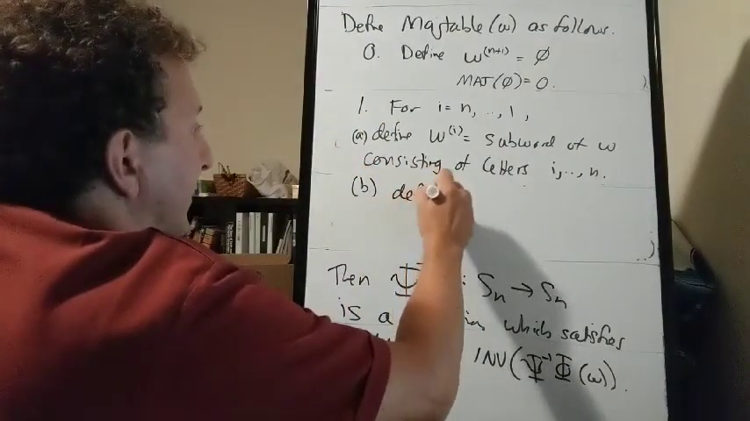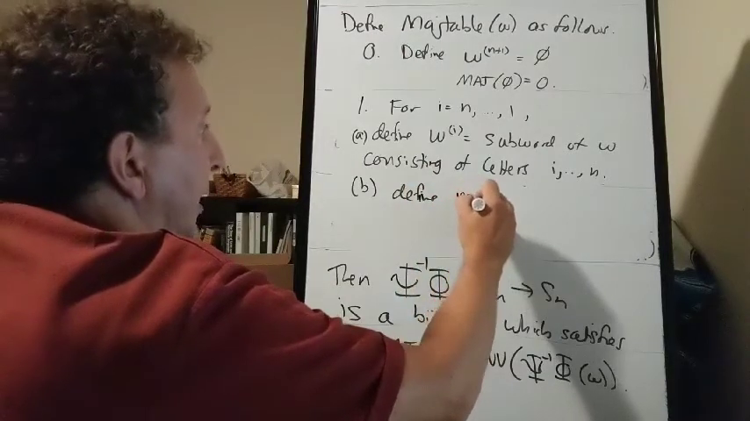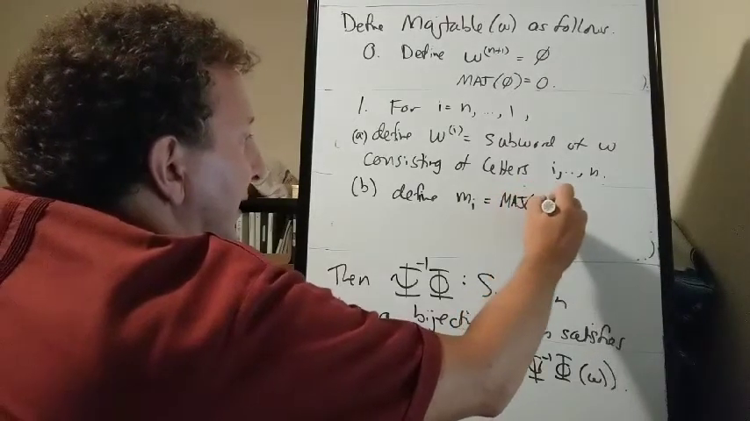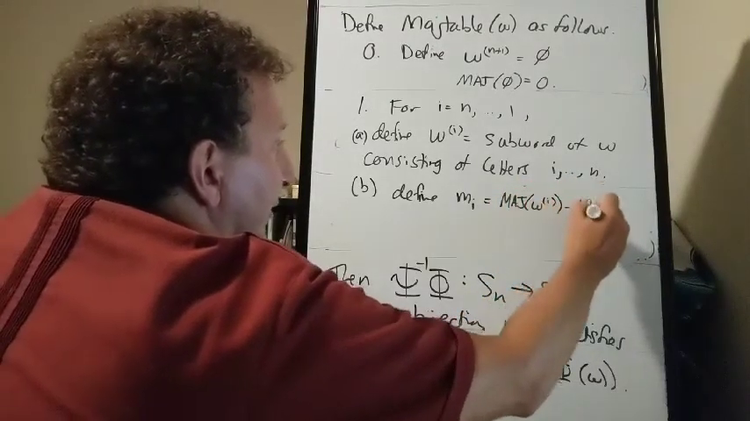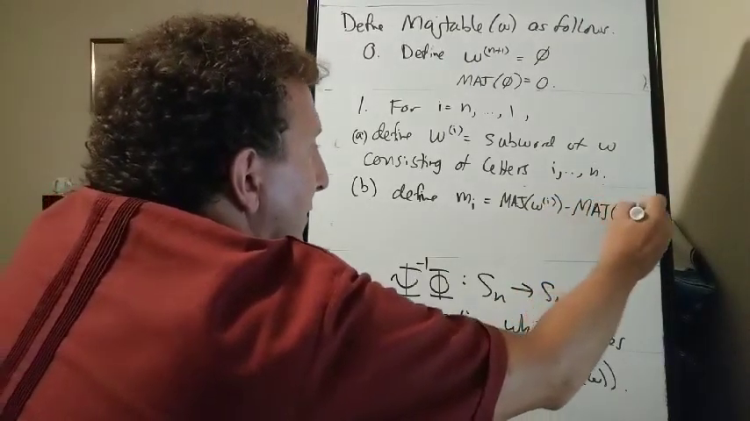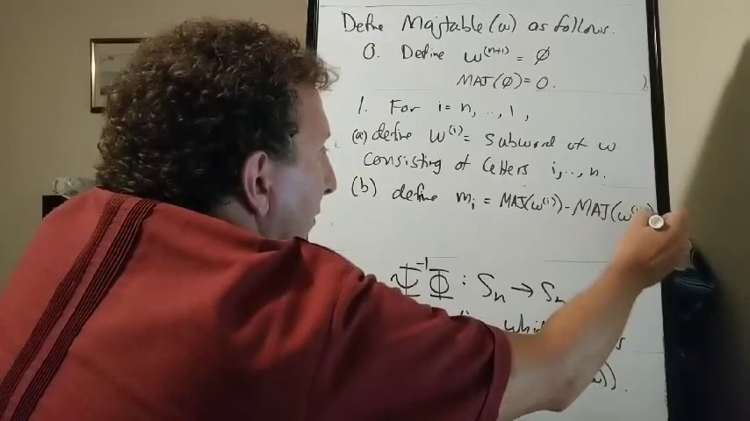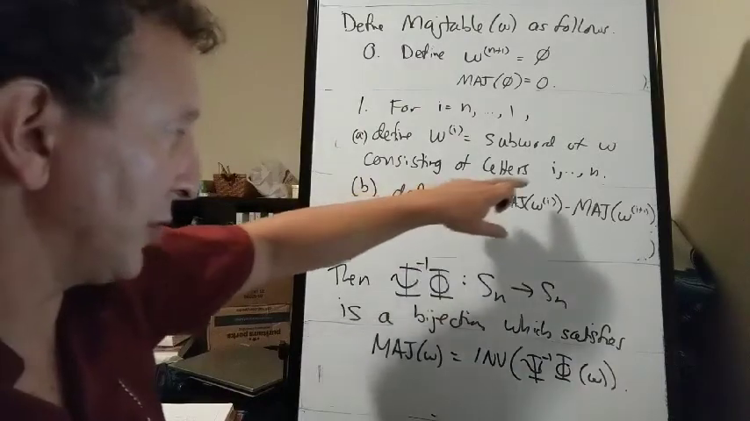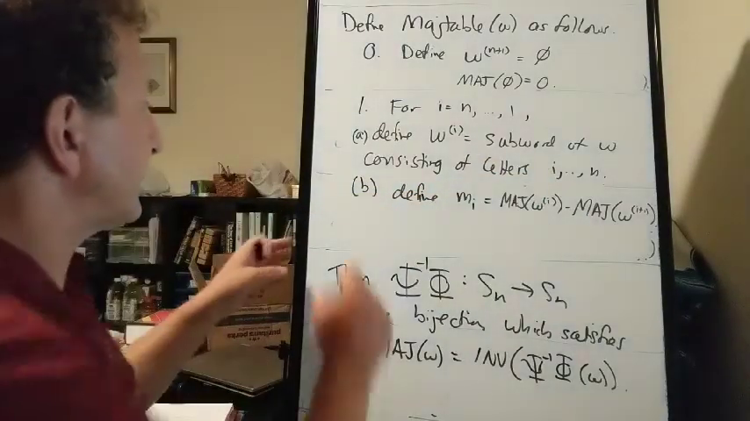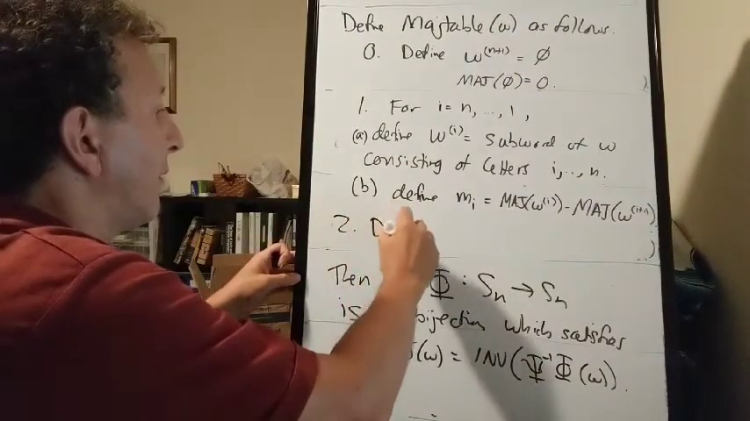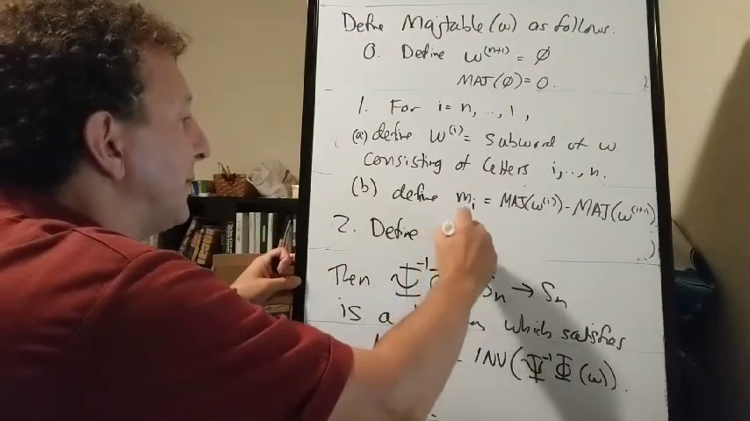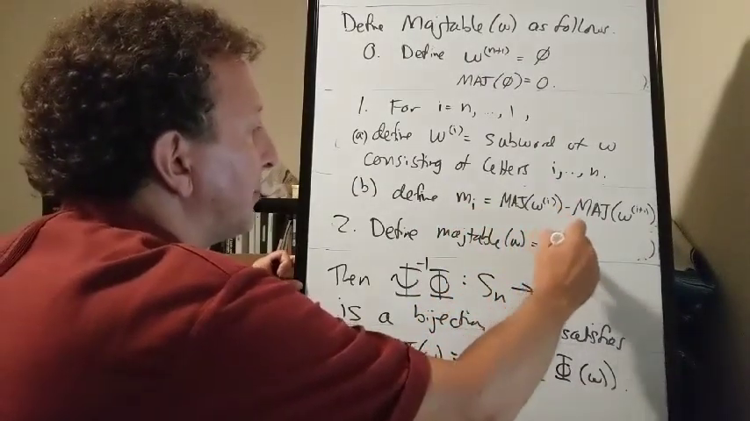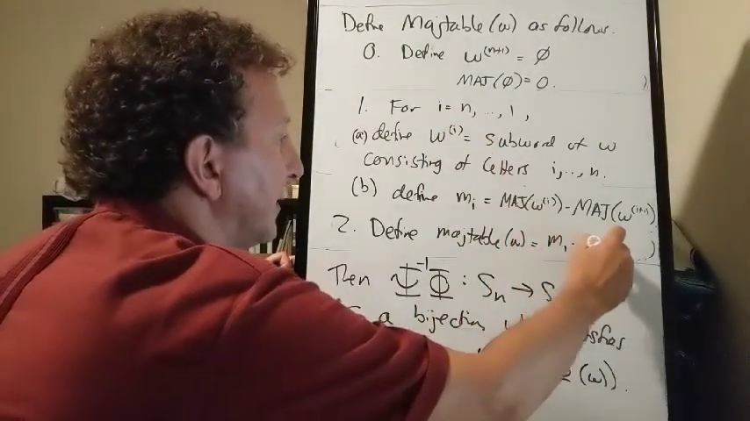Then we'll define m_i to be the difference in major index between W^i and W^{i+1}. So the difference in the major index between what we have and the last partial word, which was only on letters i plus 1 through n. And finally, we'll define the major index table of W to be this word that we get by putting all the m's together, m_1 through m_n.